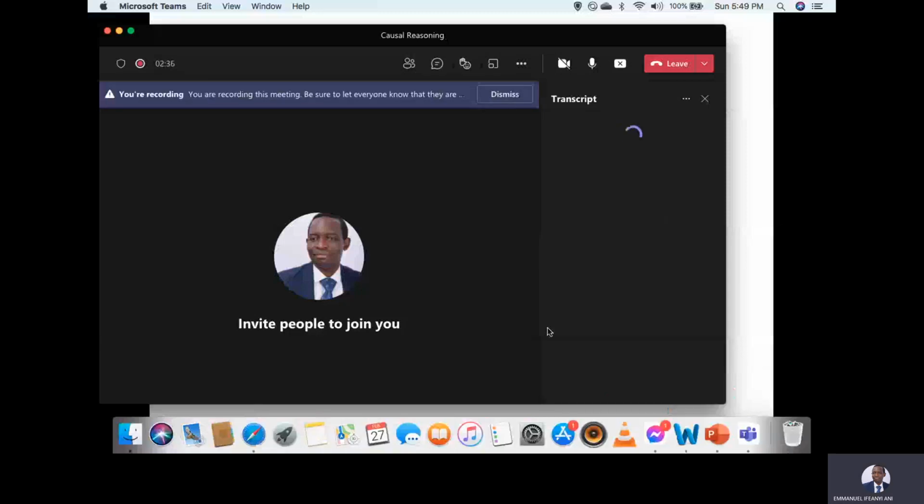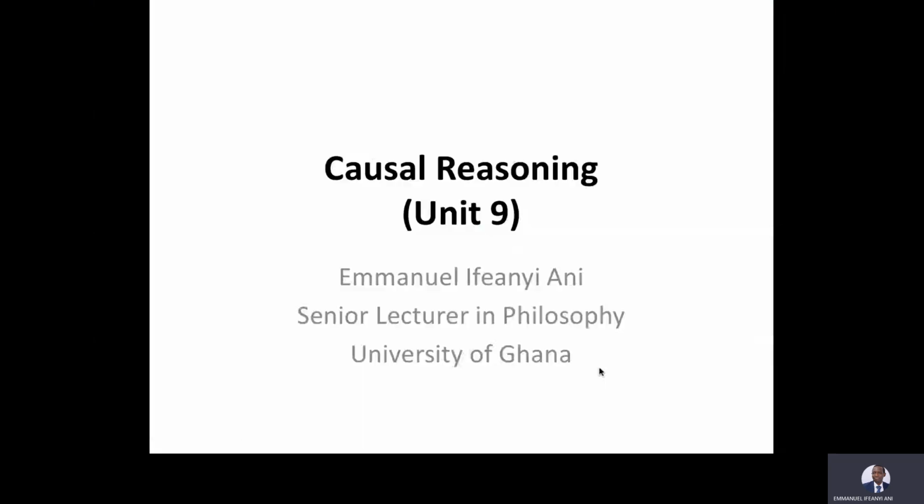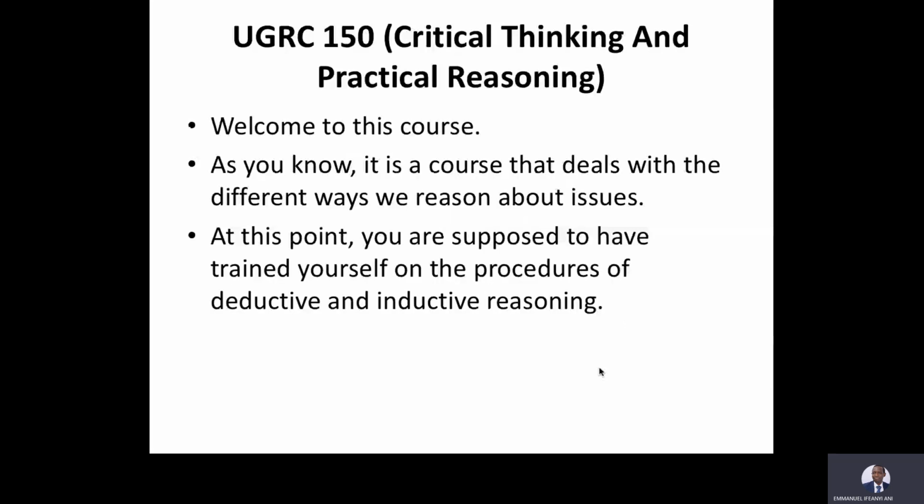Okay, so welcome to causal reasoning. As you know, causal reasoning is Unit 9 of the course we are undertaking, for which we are having this lecture. And that course is titled UGRC 150, Critical Thinking and Practical Reasoning. So let me say welcome to this course.